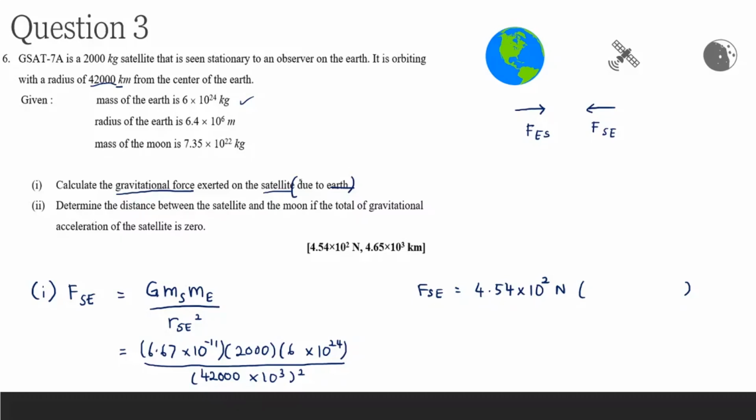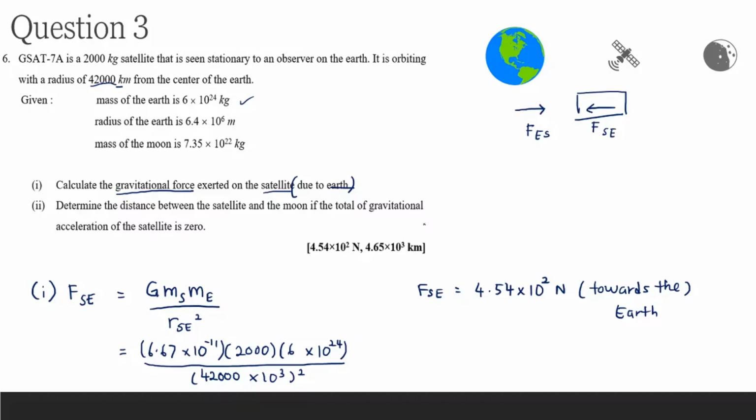So dekat sini, because the question is asking you to calculate gravitational force exerted due to Earth. So Earth is the one that's pulling the satellite. Kita boleh cakap dekat sini towards the Earth. Yang ini ya, kita nak yang ini. Towards the Earth. Sebab Earth yang tarik. Tapi kalau soalan dia kata exerted on the Earth due to satellite, so satellite yang akan tarik. So kita tengok cara ayat tu bertanya macam mana. Kena faham soalan.